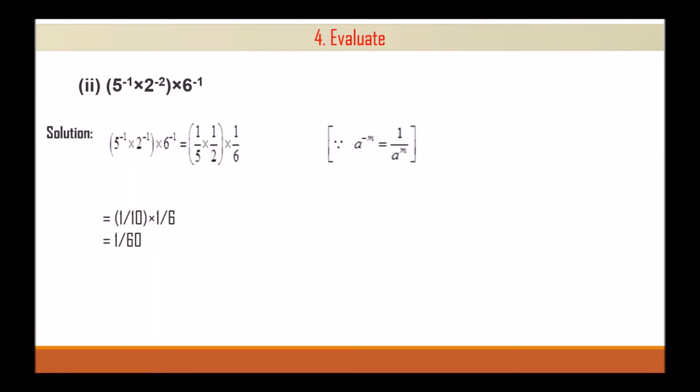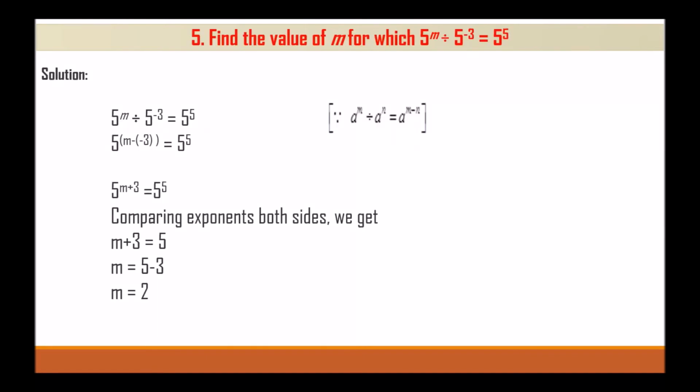Next, 5 raised to minus 1 into 2 raised to minus 1 into 6 raised to minus 1. To remove the minus sign in the exponent, we will take the reciprocal of the number. So 1 upon 5 into 1 upon 2 into 1 upon 6. So 1 upon 10 into 1 upon 6. So it is 1 upon 60.